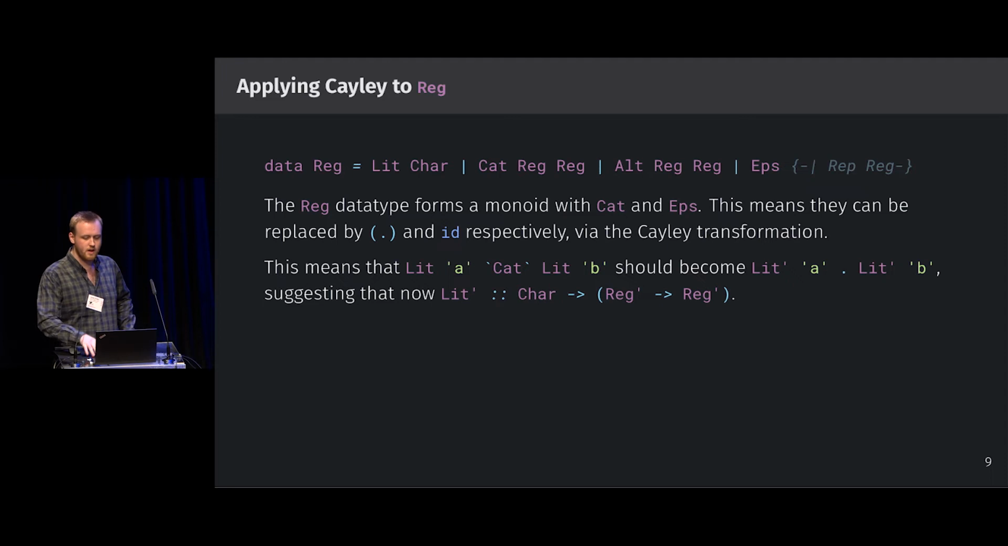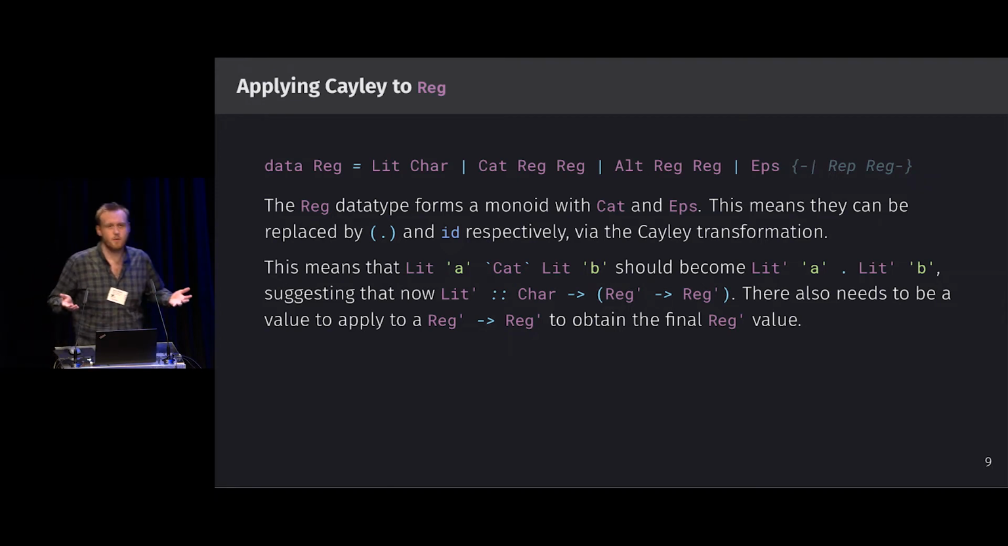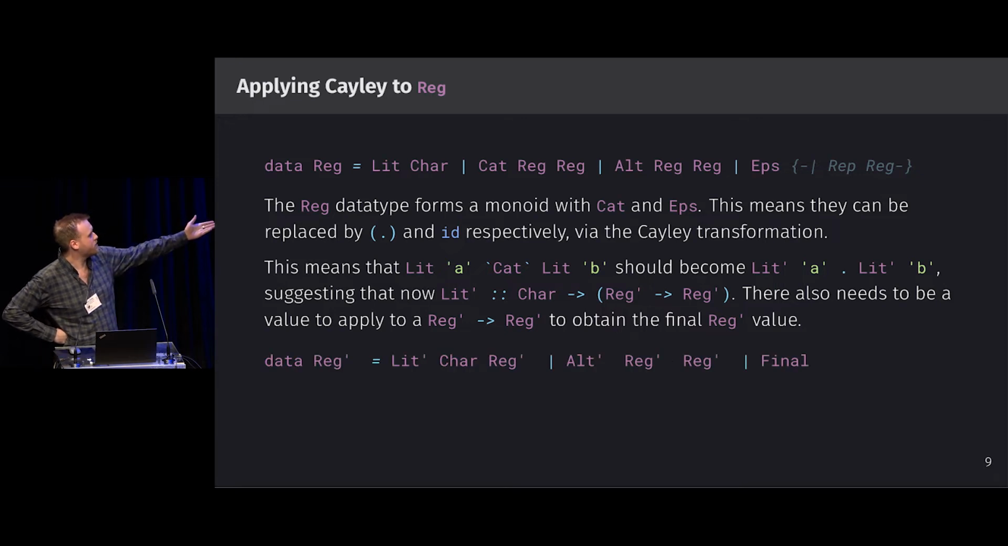Well, we also need a way to finish this, right? When we're building these functions, eventually we'll want a Reg' back. So, for the moment, let's just invent ourselves one of these, and we'll call it final. And that gives us the following type. So we have lit' with Char and a Reg', or an alt, which doesn't need to change, and final. Now, does this seem familiar?